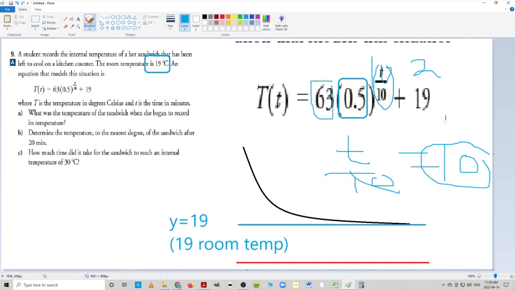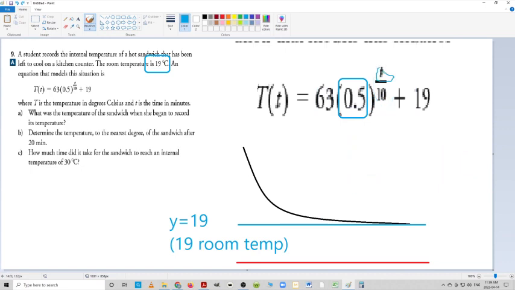And 10 minutes later, that new temperature is going to go down by half. And 10 minutes later, that new temperature is going to go down by half, until this slowly reaches 0, and the room temperature left will be 19. But to figure out the initial temperature, we put in a 0 here. 0 over 10 is 0, so that whole thing becomes 0. 0.5 to the 0 becomes 1. 63 times 1 is 63, plus 19. Initial temperature is 82 degrees Celsius.